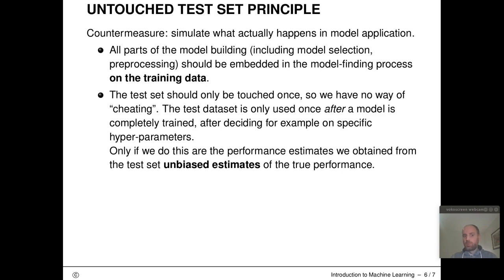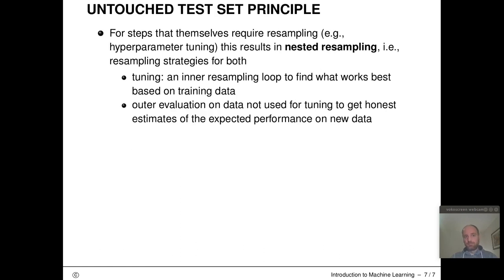And then through this principle, we will now automatically obtain unbiased performance estimates of the true performance on test data, as long as our test data is an IID sample from the true data generating process. If not, many or all bets are off potentially anyway. And this means that for steps that themselves require resampling during model building, for example, hyperparameter tuning, this results in a nested process, which is also called nested resampling or nested cross-validation, where we have an inner loop for cross-validation or resampling during tuning and an outer loop for evaluation on data not used for tuning to get honest estimates of the expected performance on new data.